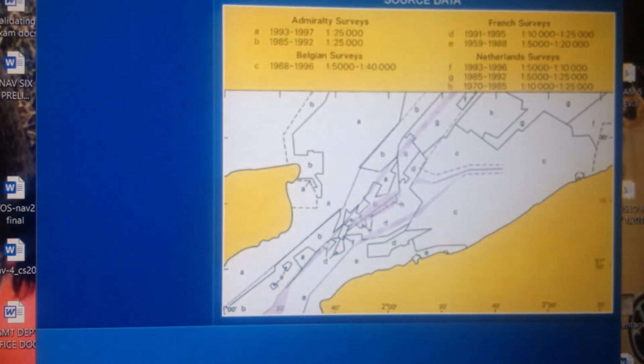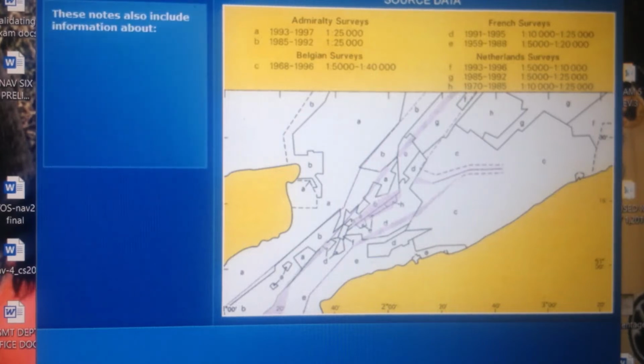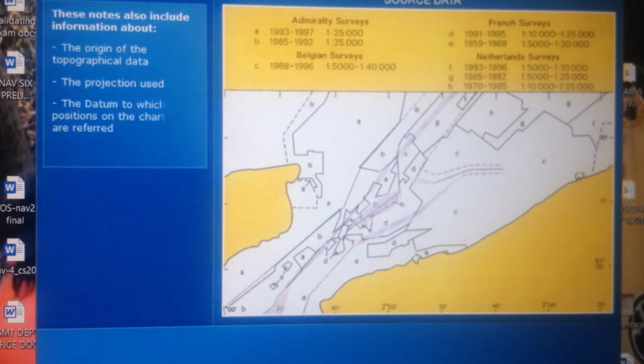Most maritime charts contain a source data diagram, or explanatory notes, that provide information on the origin, scale, date, and limits of the hydrographic surveys used in compiling the chart. These notes also include information about the origin of the topographical data, the projection used, and the datum to which positions on the chart are referred.